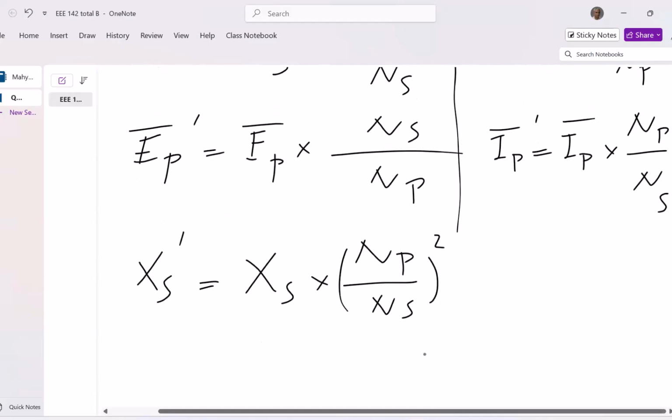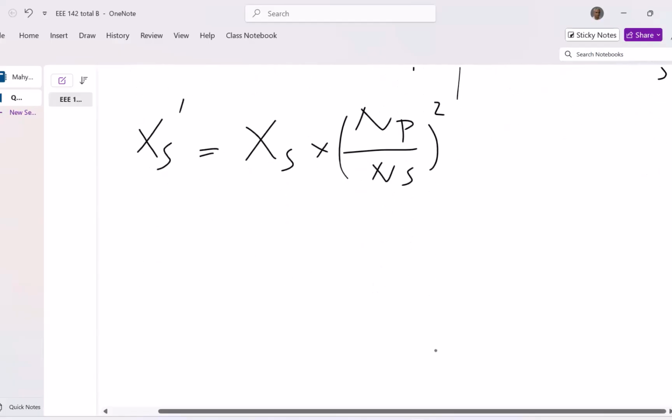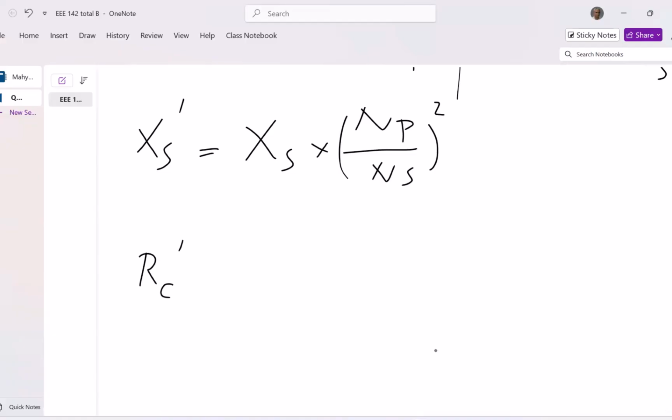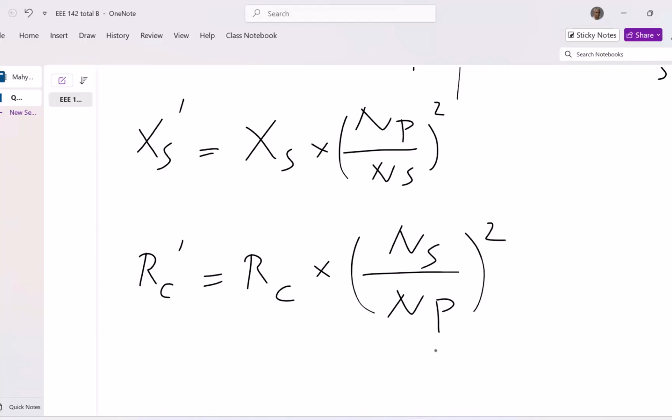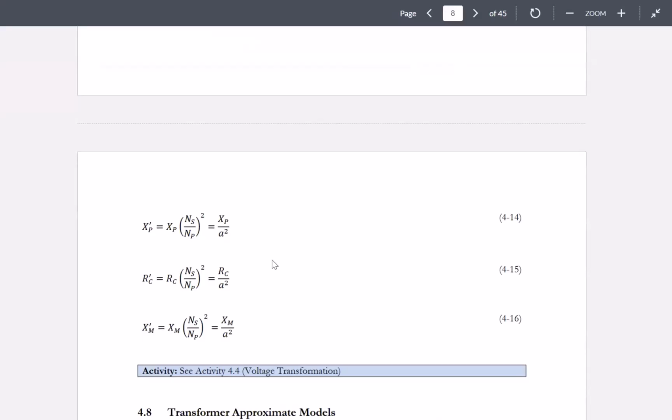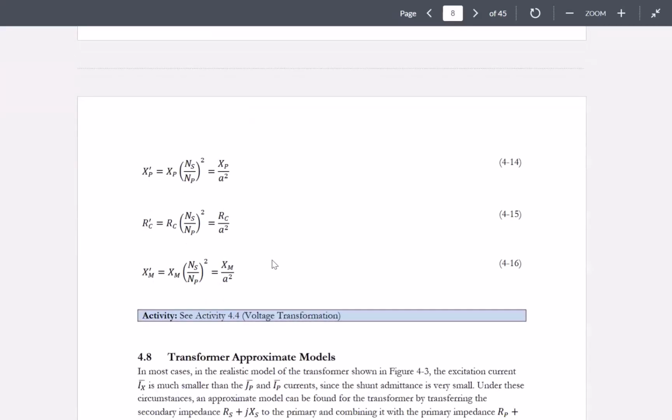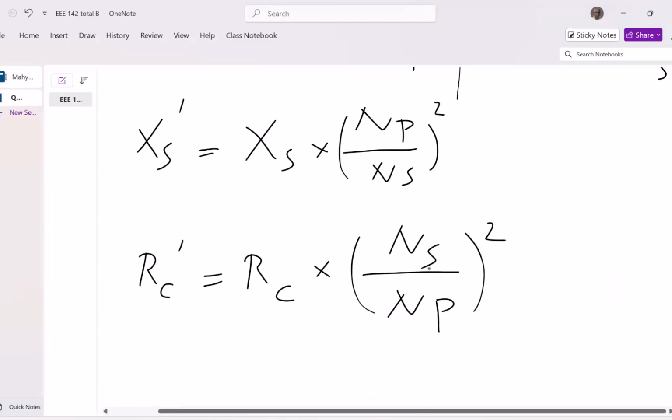So with the same logic, let's say if I want to have RC prime, what should I put in here? RC prime was belonging to the primary, right? Now it's going to the secondary. So the side that it goes to would be NS. The side in which it is, which is NP, with a square factor. Yeah, you can see all of these relationships in here. You don't have to memorize this, but if you memorize this rule, it would be really easy.